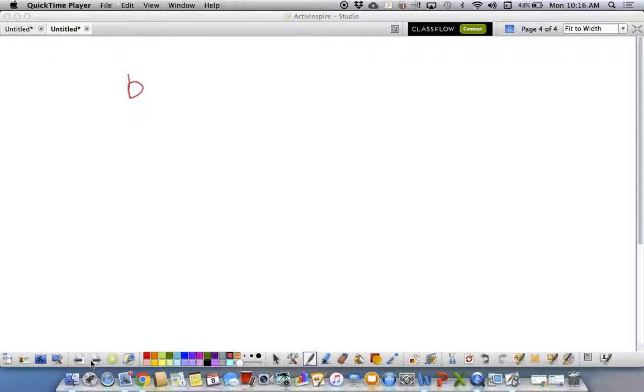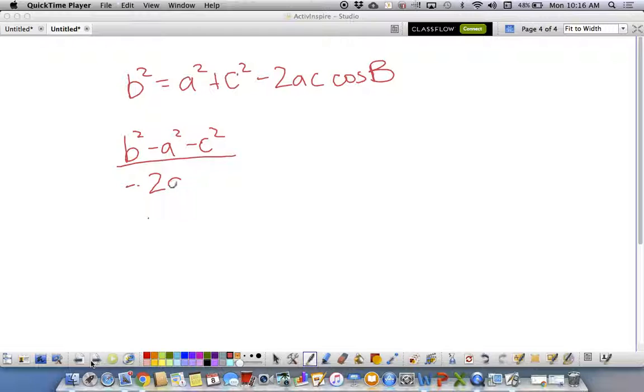So if I were doing it, somebody might say it's b squared minus a squared minus c squared, all divided by this, equals cosine b. That's rearranging, solving for cosine b. So I can subtract a squared and I can subtract c squared. Then I'll divide by negative 2ac.